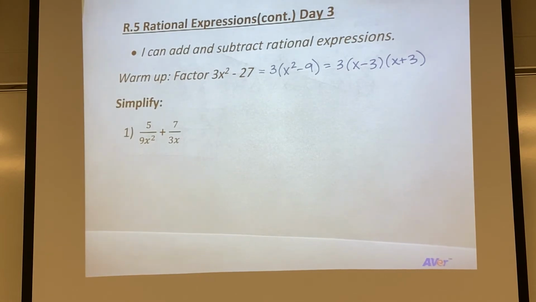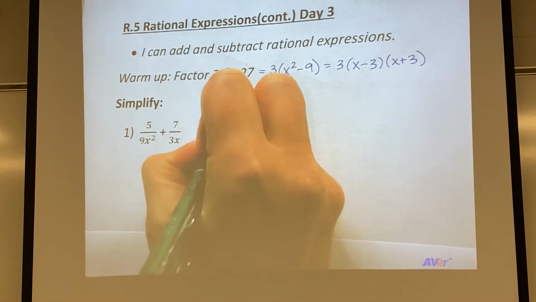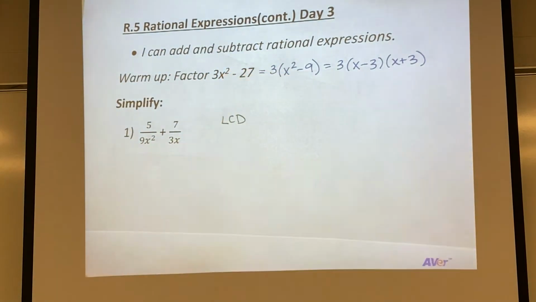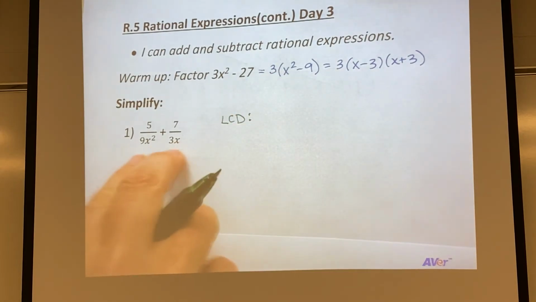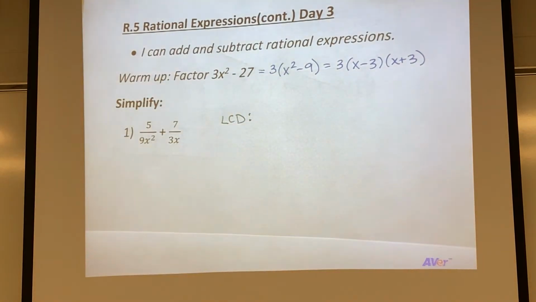So one thing you're going to have to choose every time is something called an LCD. LCD is a least common denominator. So we need a denominator that both of these denominators would divide evenly into. And we need it to be the least.